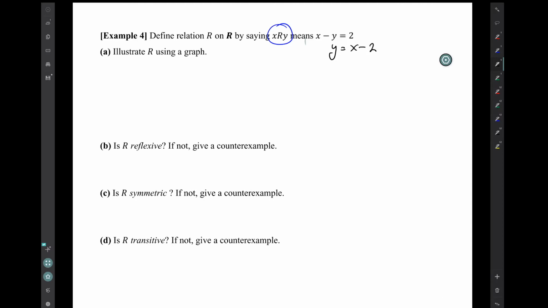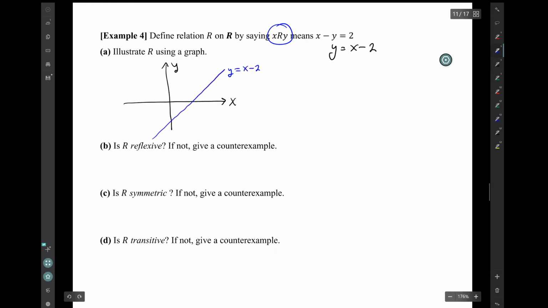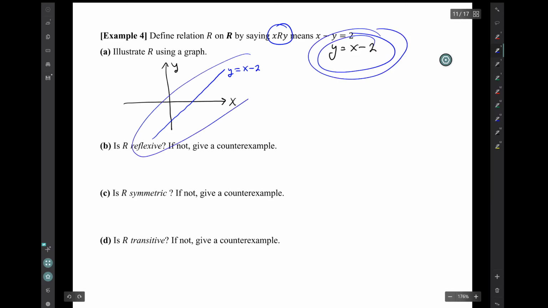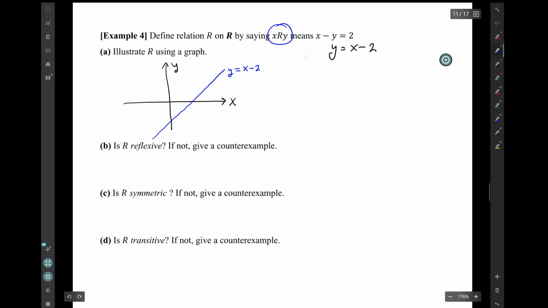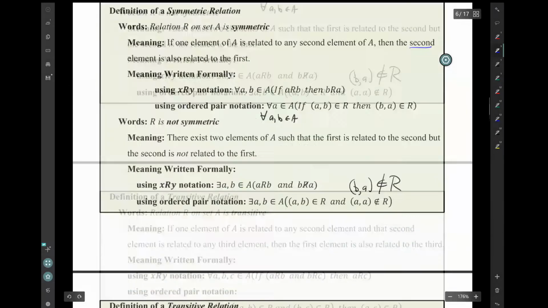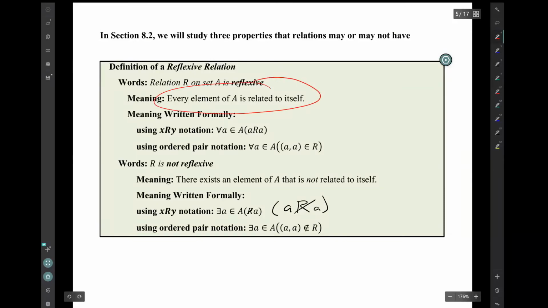So we start by illustrating the relation using a graph. So there's a graph of the relation. It's just a graph of this equation. All the ordered pairs in the xy plane that satisfy this equation are the ones on that blue line. Is R reflexive? Now what does that mean? Remember that reflexive means that every element of A is related to itself.